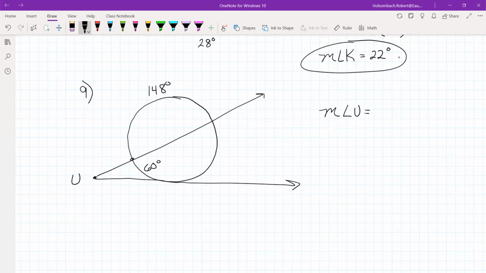So look, again, the top of this circle is 148. The small piece of this circle is 60, or the small intercepted arc is 60. So this big arc over here that goes from S to W is going to equal 360 minus the 148 minus the 60, which is 152.